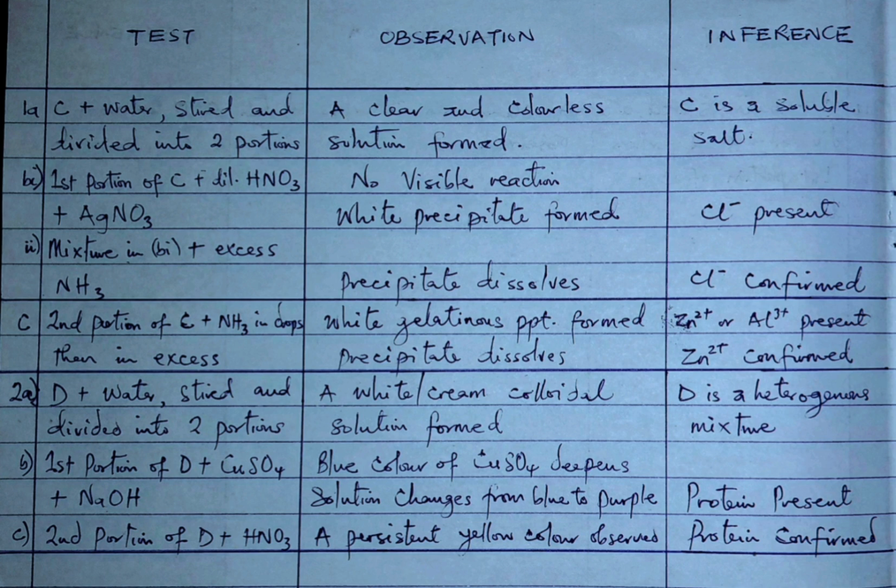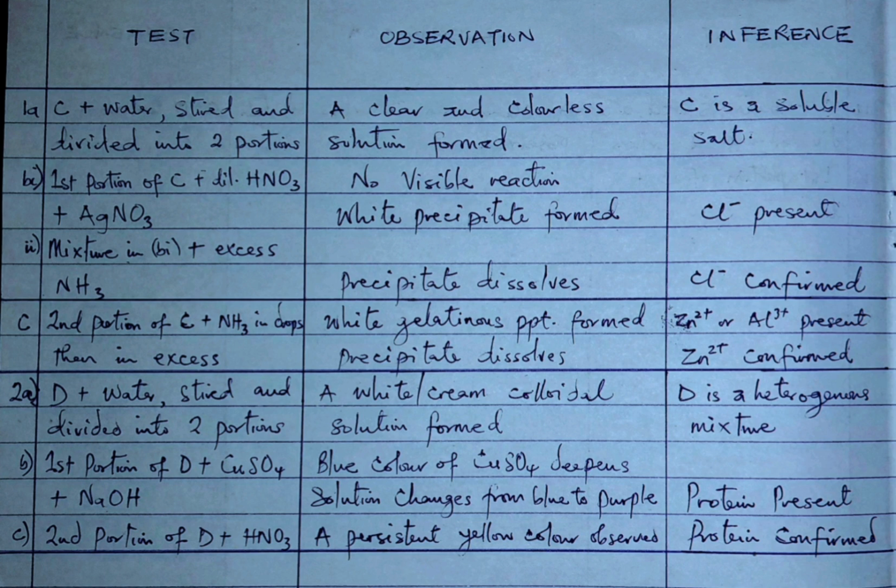So 1B(ii), the mixture in 1B, that's the mixture of C and HNO3 and AgNO3, add excess ammonia to that mixture. If you do that, you will discover that the white precipitate that was formed when silver nitrate was added, that's the white precipitate of silver chloride, will dissolve when you add excess ammonia. And this is a clear confirmation of chloride ion. So we infer that Cl minus, chloride ion, is confirmed.